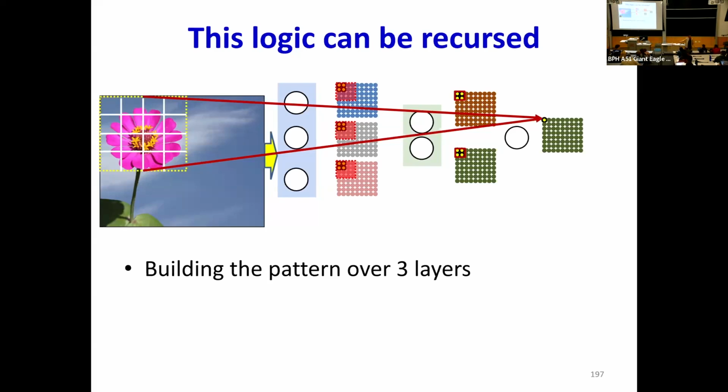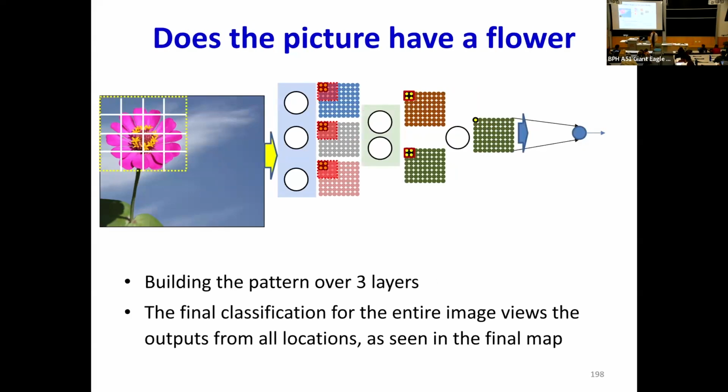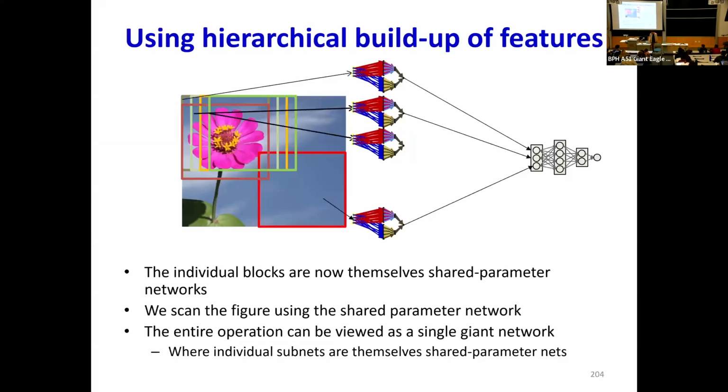What we are doing is building up this pattern over many layers. So it's a distributed scan. Instead of scanning for the entire pattern in the first layer and then building up logic, you're distributing the scan itself. The final classification of the entire image is basically viewing outputs from all locations, but this still remains scanning with a shared parameter network. When I distribute the scan, if I draw all the commonalities, you're going to find that I'm scanning with a shared parameter. I have a very ugly picture here because it's very hard to draw these pictures properly.